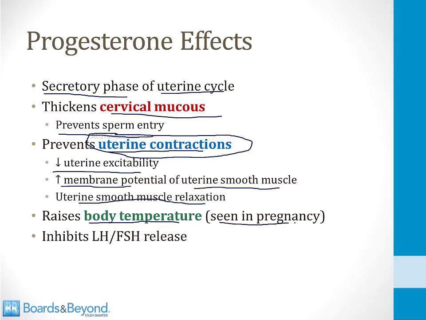This can be seen in women who are pregnant. Some women try to predict their ovulation if they're trying to get pregnant by measuring their temperature every day. When their temperature goes up, they know that progesterone is being secreted by the corpus luteum in the ovary, and this means that they have ovulated. And then finally, progesterone can exert negative feedback on the pituitary gland and inhibit the release of LH and FSH.